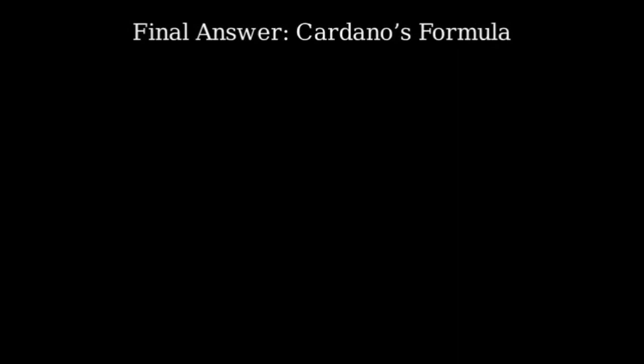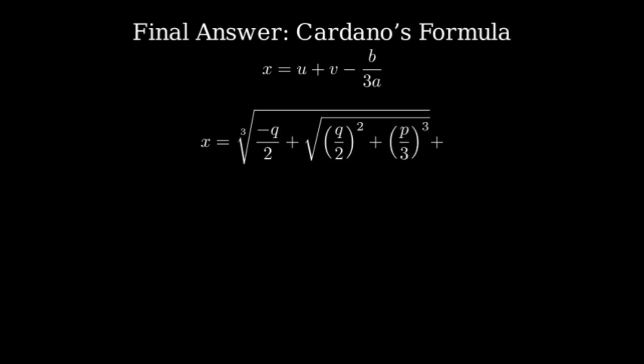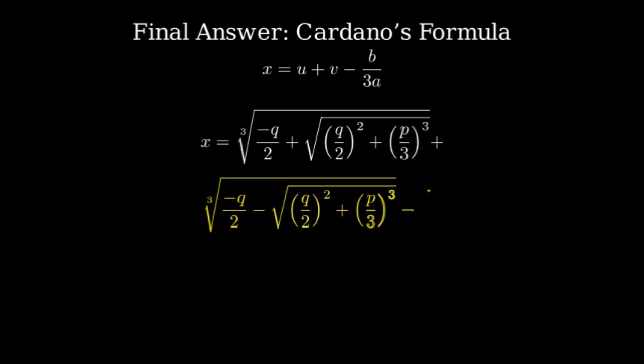But remember, we had x equals y minus b over 3a. Putting it all together, we get the famous Cardano's formula. x equals the cube root of negative q over 2 plus the square root of q squared over 4 plus p cubed over 27, plus the cube root of negative q over 2 minus that same square root, minus b over 3a. And there you have it, the full derivation of the cubic formula.